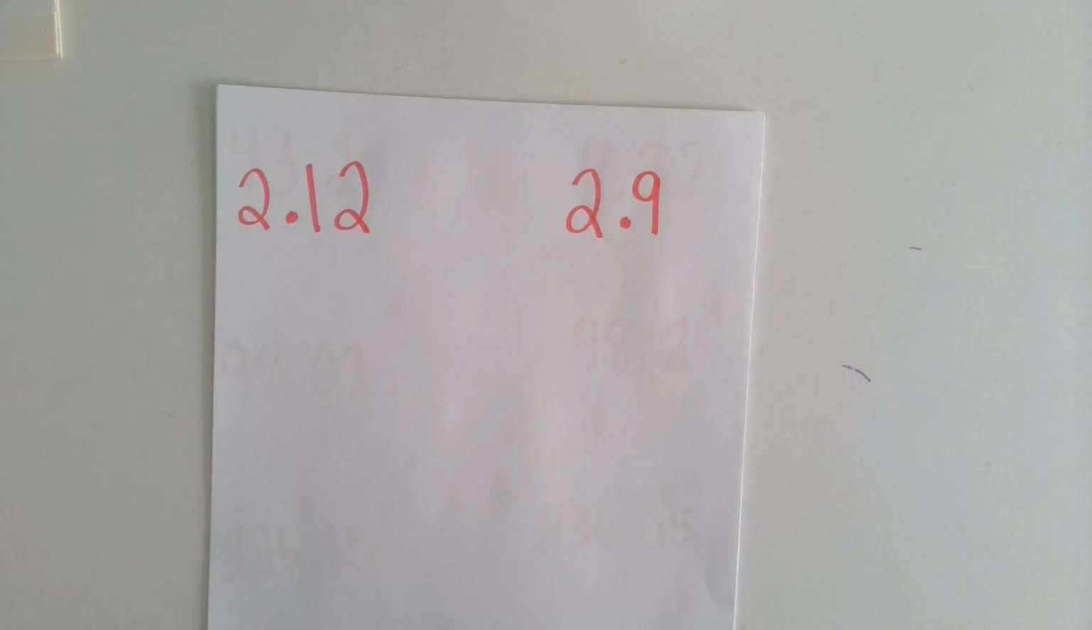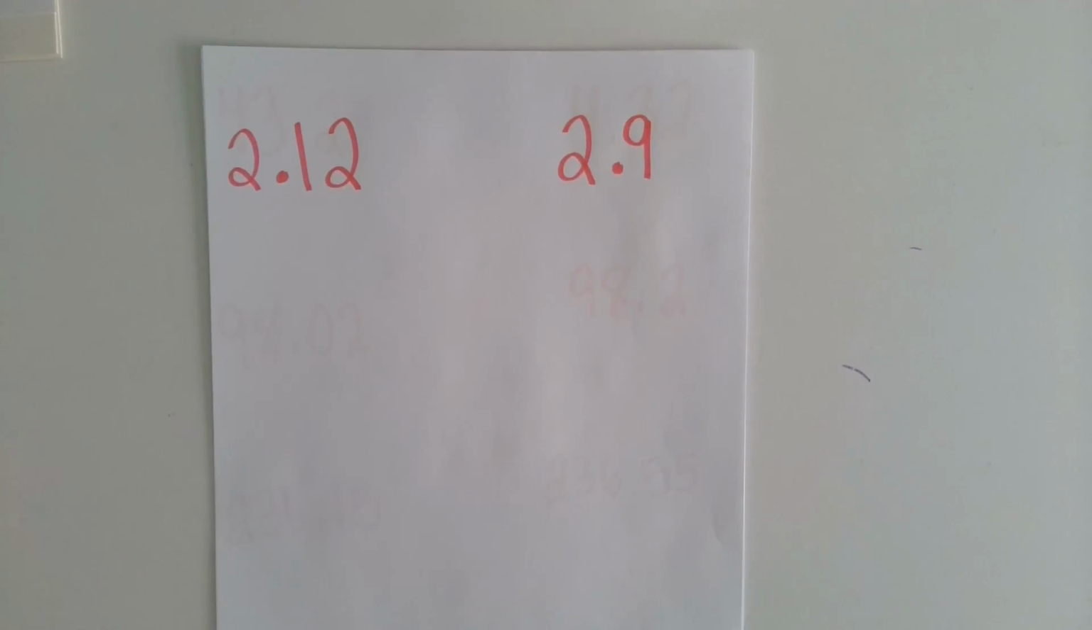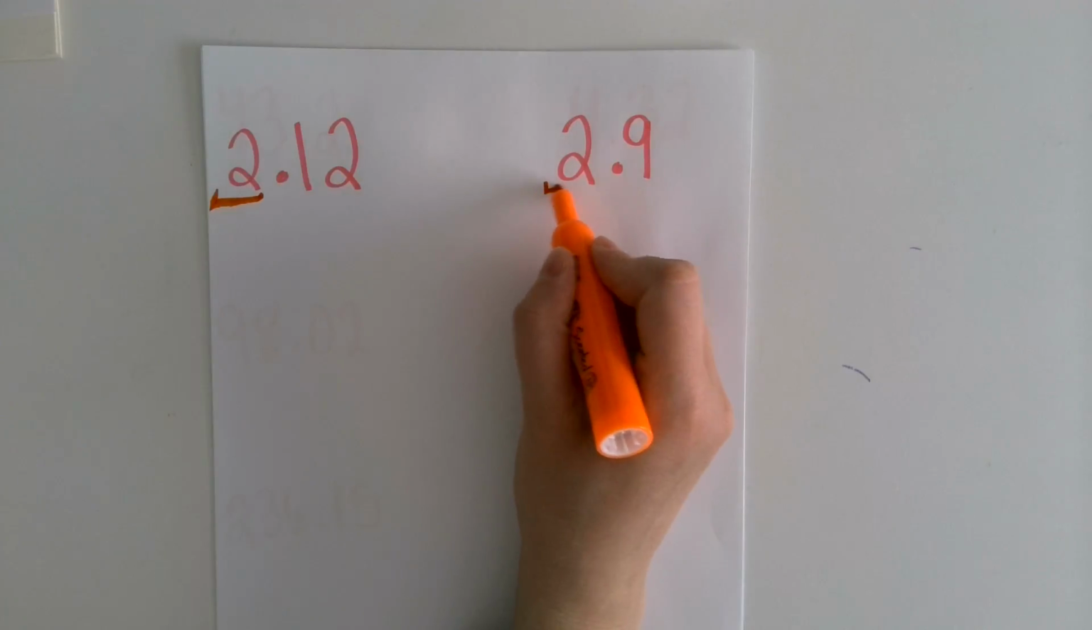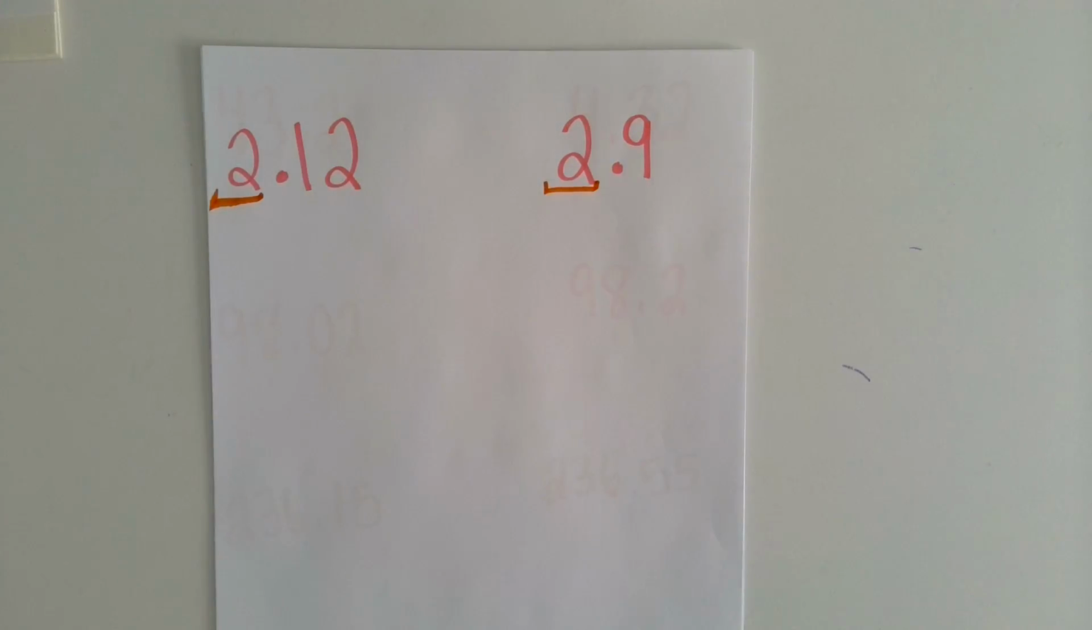So I'm going to start with this problem right here, and I want to figure out which is the smaller decimal and which is the larger one. The first thing I'm going to do is look at my whole number, or the amount I have before the decimal point. So in this problem, I have a 2 over here, and I also have a 2 over here. So that tells me that I do have to go past the decimal point and look at the decimal amount to figure out which one is larger.